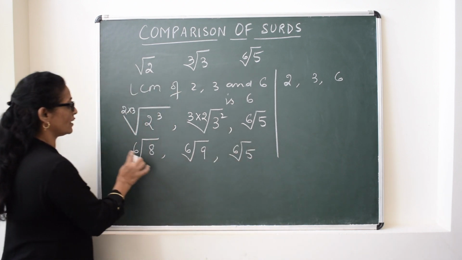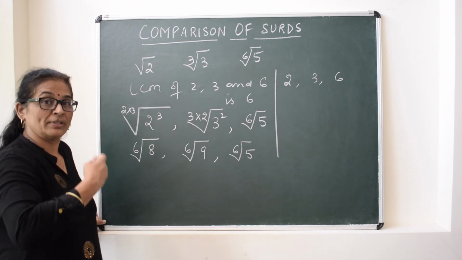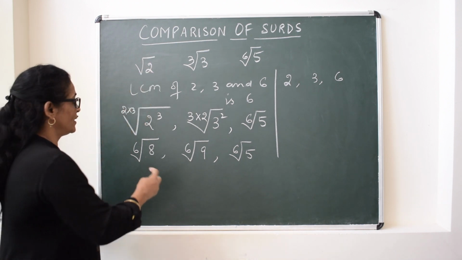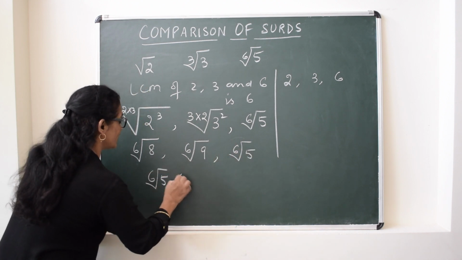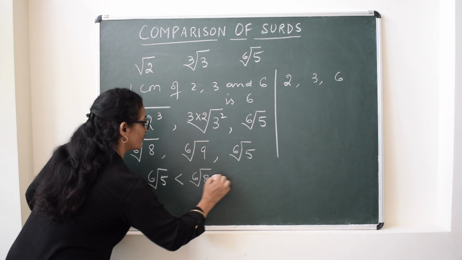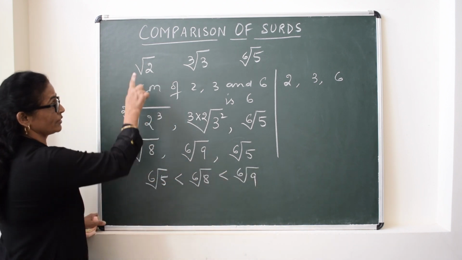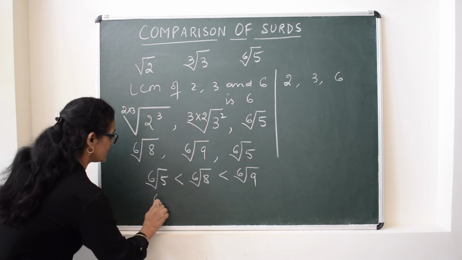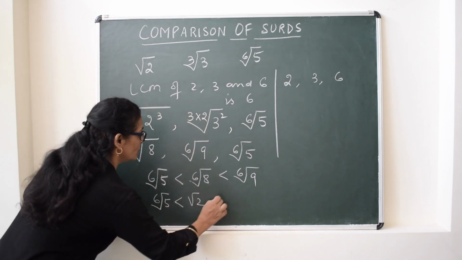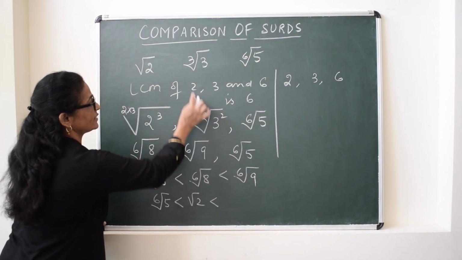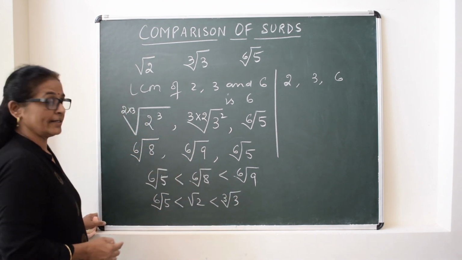Now all the orders are same. We have to arrange these three in ascending order. Ascending means from smallest to the biggest. Out of these three, the smallest is this. So that we will write first. Second number is this. And the last is this. We will rewrite whatever the question is. This is as it is. The sixth root of 8 is root 2. And sixth root of 9 is cube root of 3. So this is the ascending order.